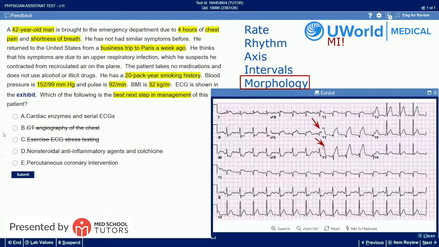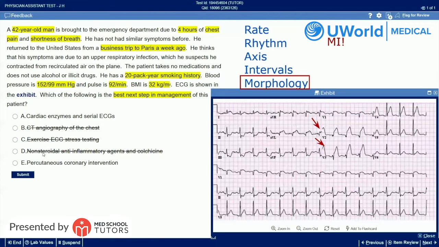The next answer choice, NSAIDs, non-steroidal anti-inflammatory agents, and colchicine actually are the therapy for pericarditis. Now, that's not our diagnosis here, so we can rule that out. Furthermore, we also know that pericarditis usually shows us ST elevations in every single lead on the EKG. So that might make us think, okay, let's look back at the EKG and identify, was this pericarditis? Did we miss that? And no, we still only have ST segment elevations in limited leads, which means myocardial infarction remains our best answer choice.